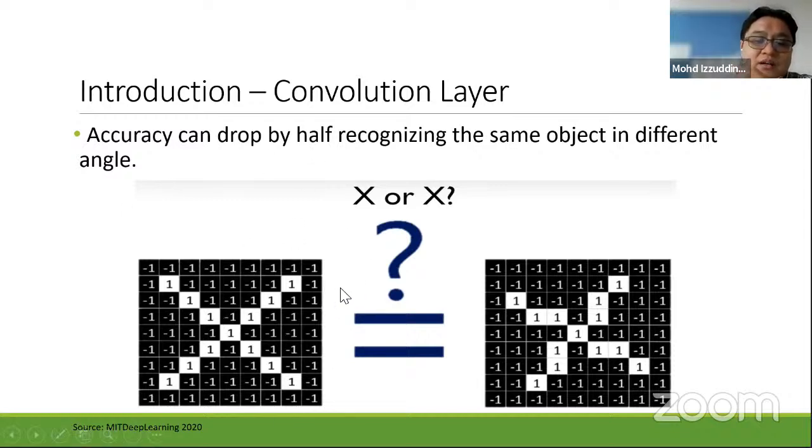If you see the picture on the left over here, it is an X, right? Whenever the picture is distorted, whether it's rotated or shifted, the neural network might not classify it as an X. That's the problem, because if you change the image into a different angle, the accuracy of our neural network will drop. So is it an X or is it not an X?